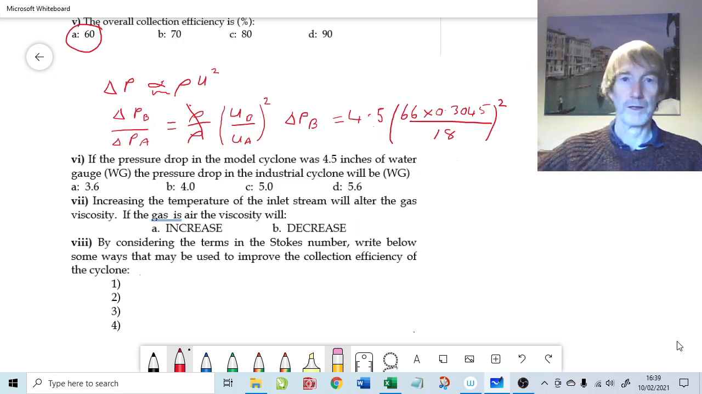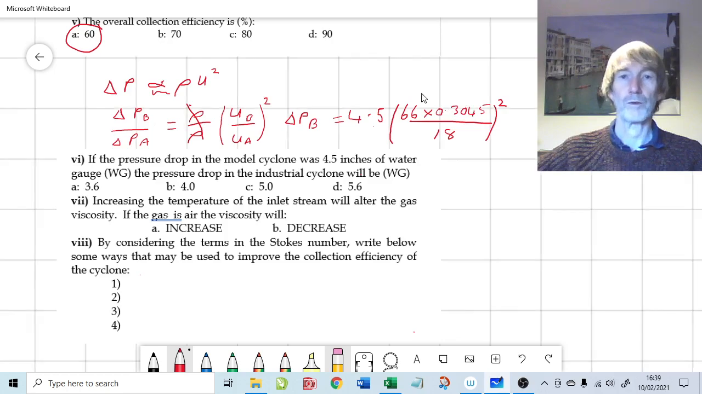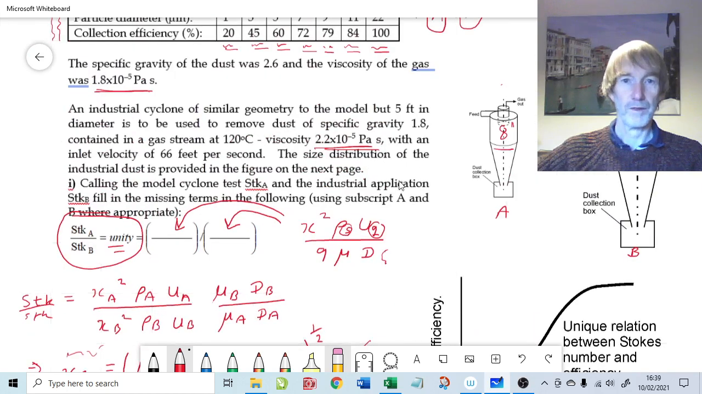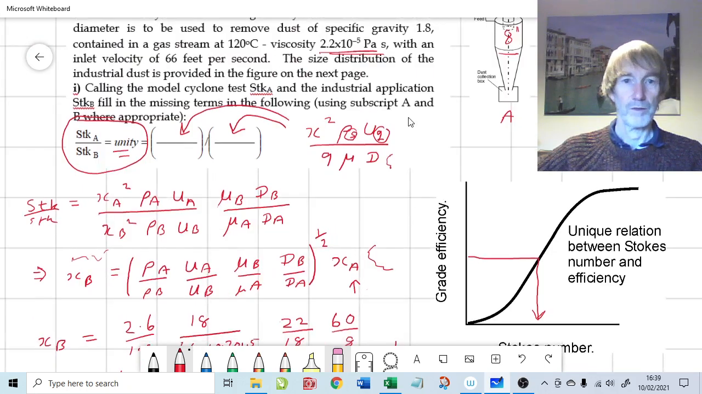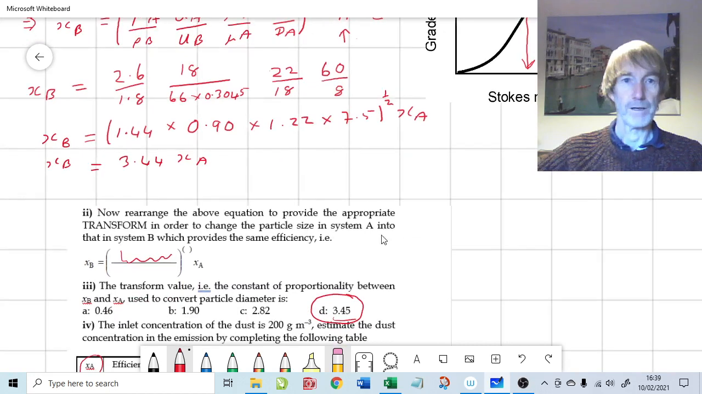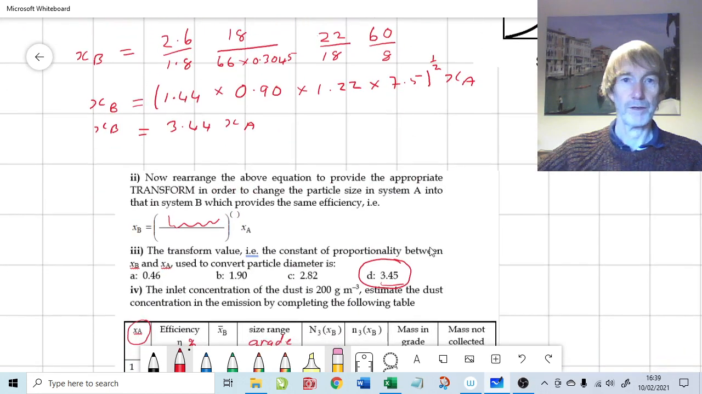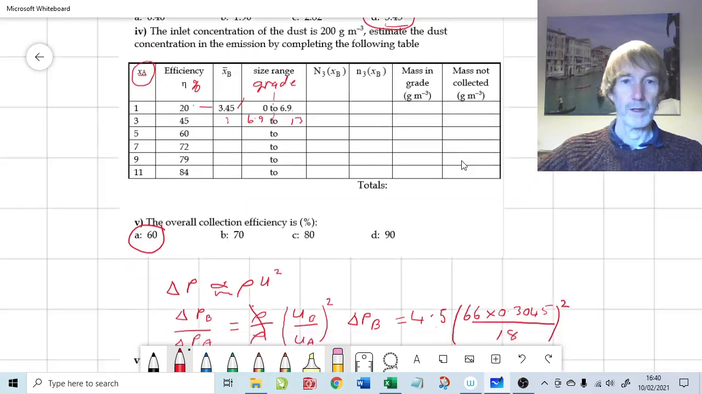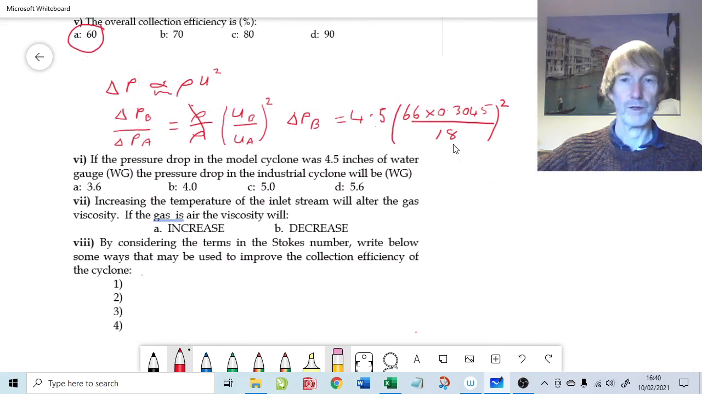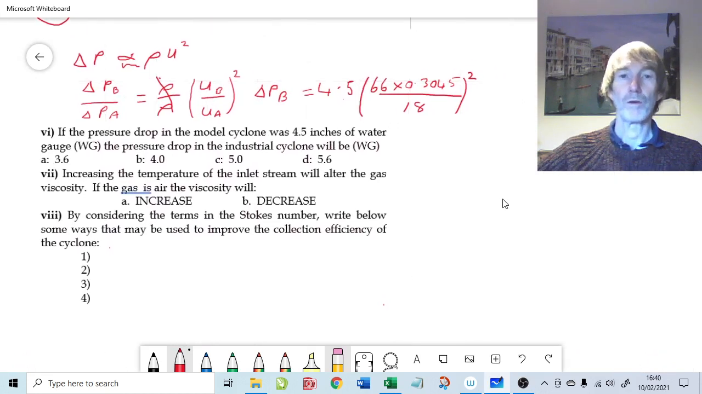66 meters per second, 66 feet per second, 0.305. 0.305, 66, let's have a quick check. The 66 feet per second, yeah, 0.305. Should be. So delta P_B is 4.5 inches times all that. I'm sure the answer should be 5.6. Shall we have a quick check?